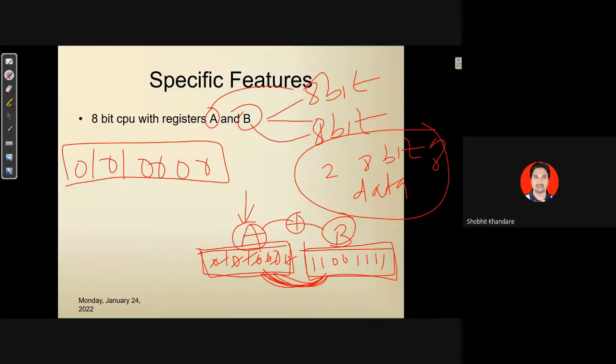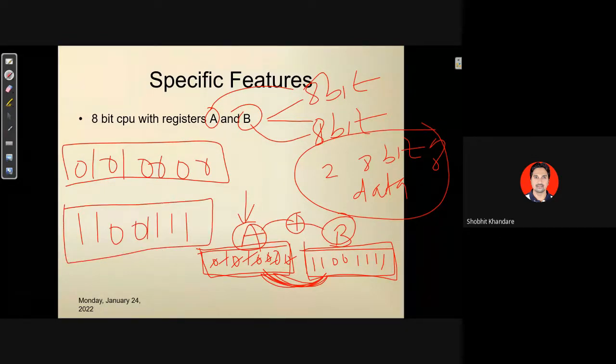And the second data is 1, 1, 0, 0, 1, 1, 1, 1. Can I say this is also 8 bit of data? Yes. So I want to add this plus this. So first, can I say this is operand 1? Now this is called operand 1 and this is called operand 2.